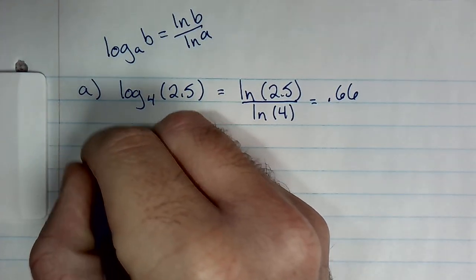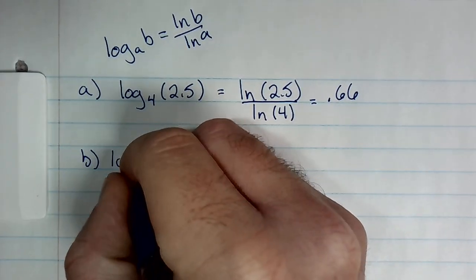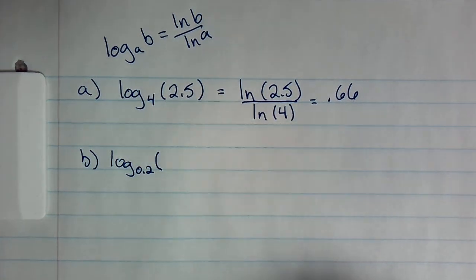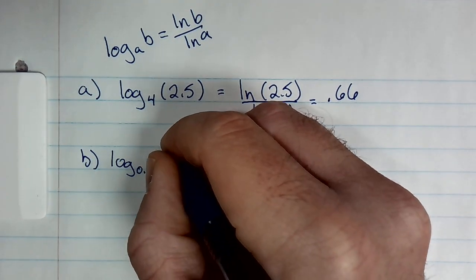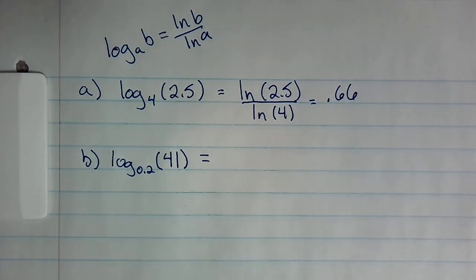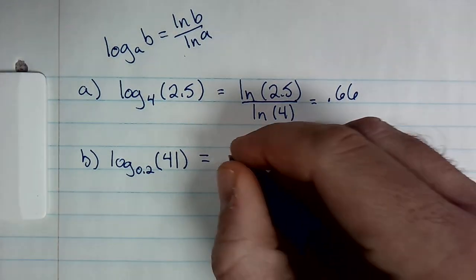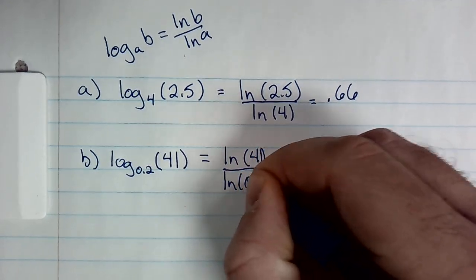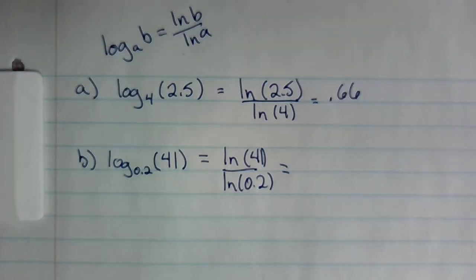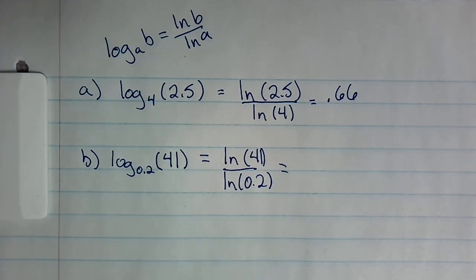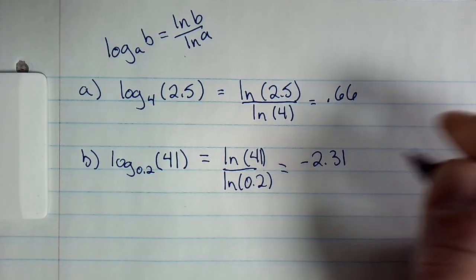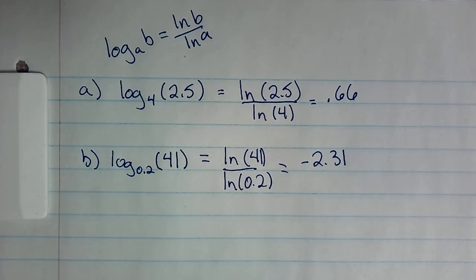Here, you try one more. Let's do log base 0.2 of 41. Give that one a shot. Did you do natural log of 41 divided by natural log of 0.2? I got negative 2.31.